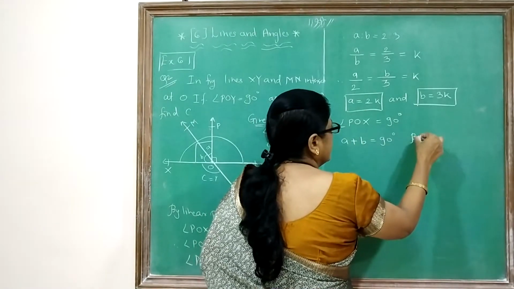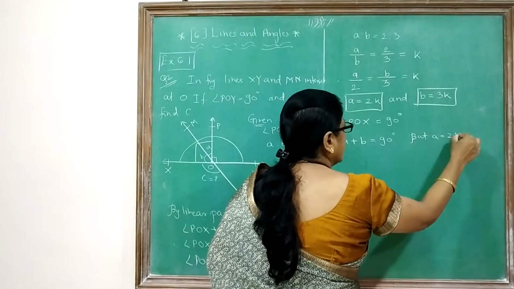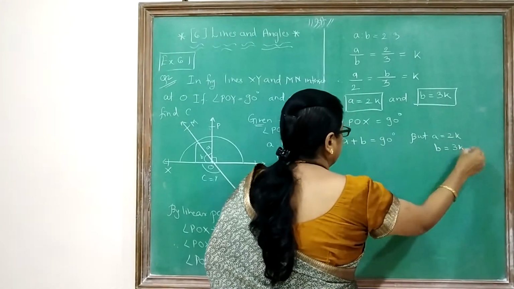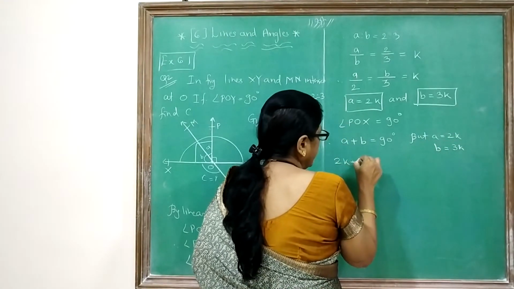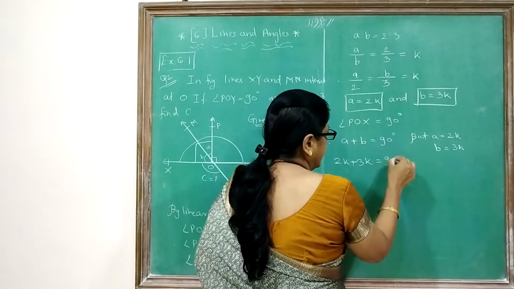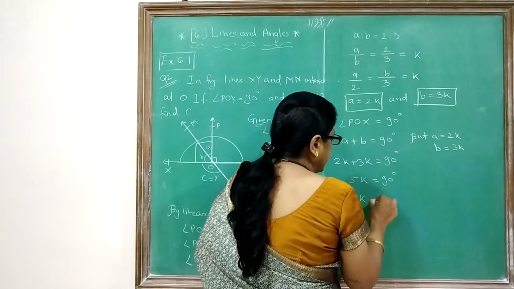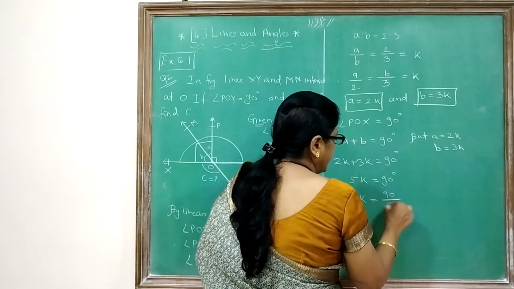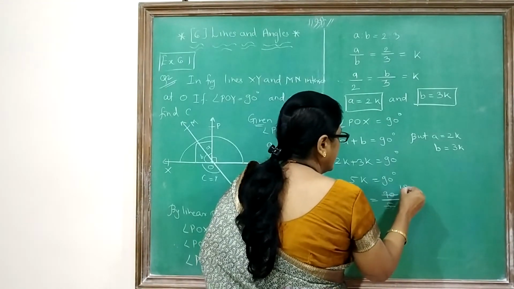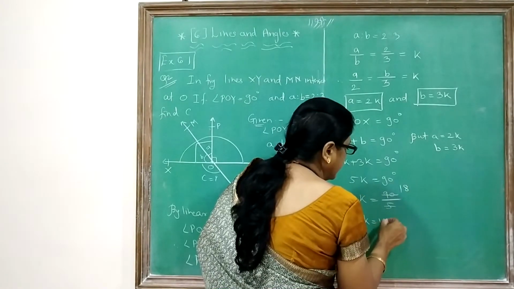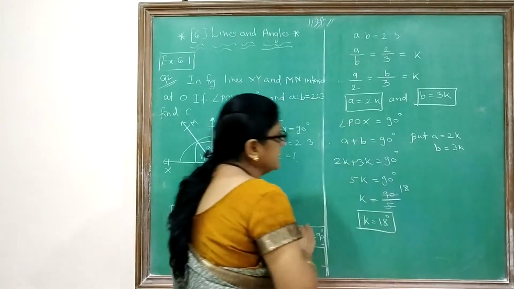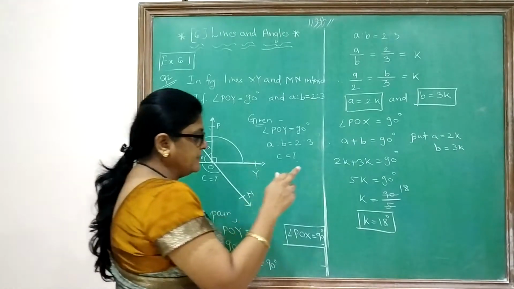But A equal to what? 2K. And B equal to what? 3K. Then you will put here 2K plus 3K equal to 90 degree, that is 5K equal to 90 degree. Then K equal to 90 divided by 5. 5 ones are 5, then 5 eights are 40. Then K equal to what? 18 degree.